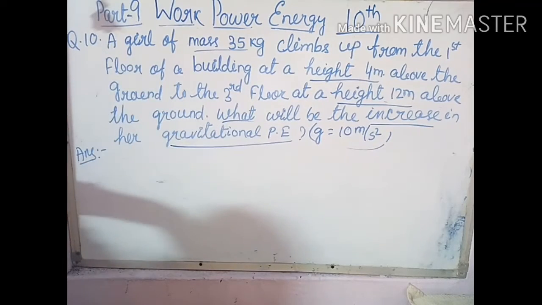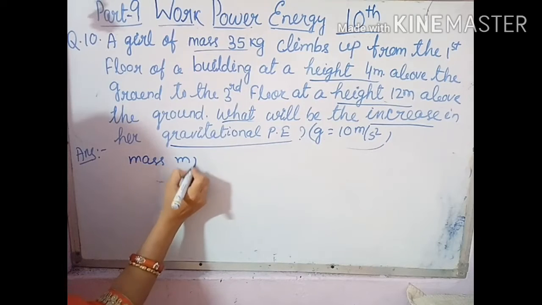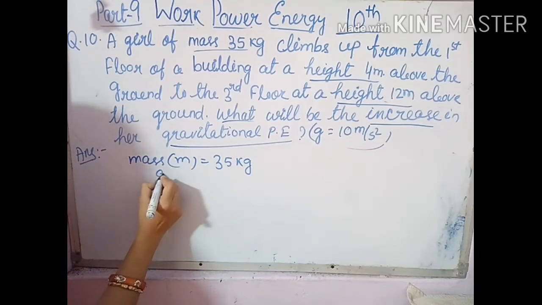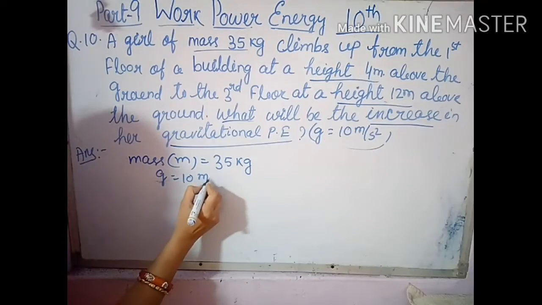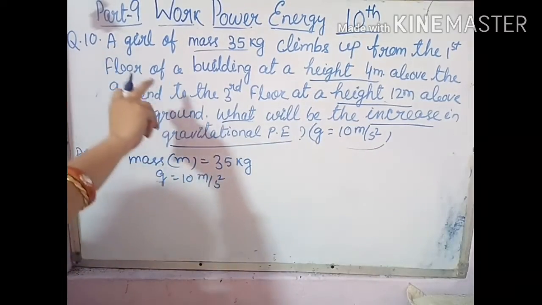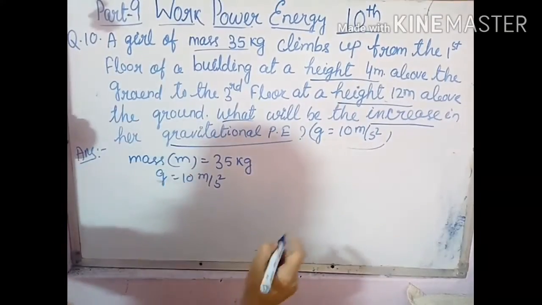Now see what the question is. First let's write that one. What do we understand first? First, mass m equal to 35 kg. g you can put 10 meter per second square. Now here you have to understand the question properly. Now where is the girl first? Girl is on the first floor.